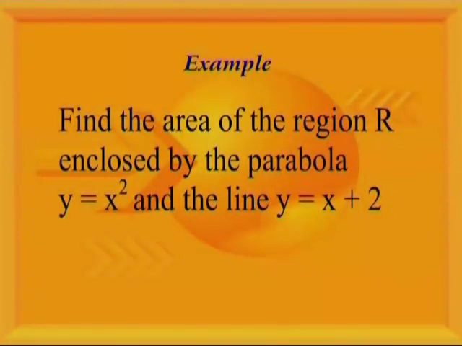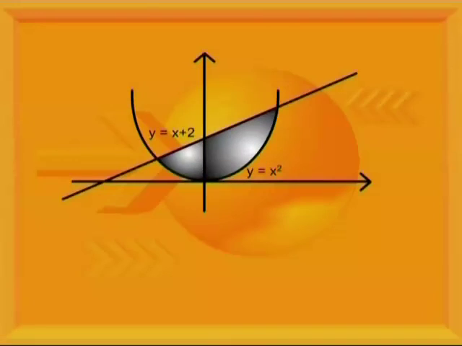Example: Find the area of the region enclosed by the parabola y is equal to x square and the line y is equal to x plus 2. We trace this region first in the xy plane. So we have one parabola, the other is the line. It is very easy to trace. So let us see the diagram.